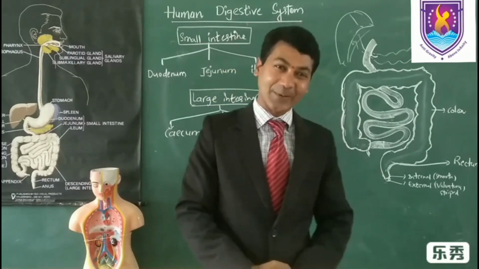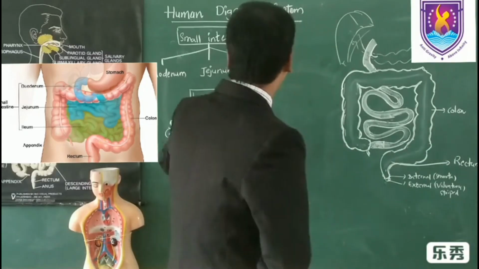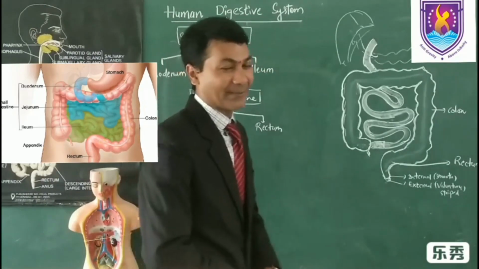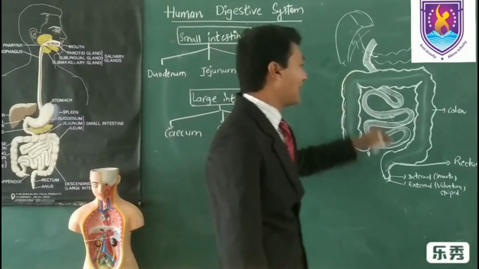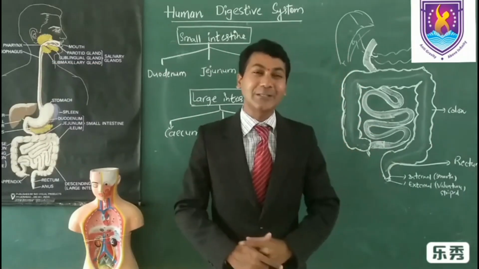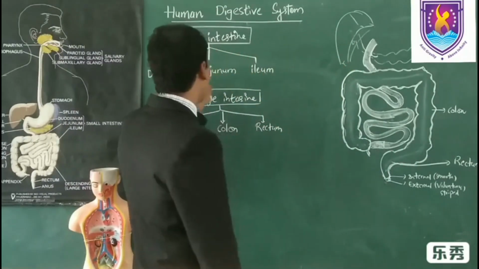Today I am here to explain to you two parts of the digestive system, which are the small intestine and the large intestine. My dear students, first, the small intestine. The small intestine is the longest part of the alimentary canal, right? It is further divided into three parts.